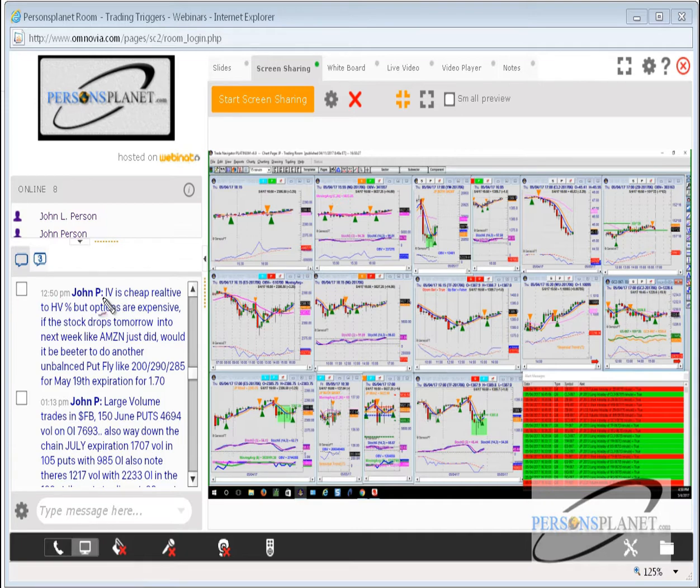We talked about the fact that implied volatility was cheap relative to historic in percent terms. Options are expensive because, let's face it, Tesla is a $300 stock. So for a $300 stock, option valuations are going to be more expensive, but you could get a small move, let's say a 3% move on a $300 stock, is what?